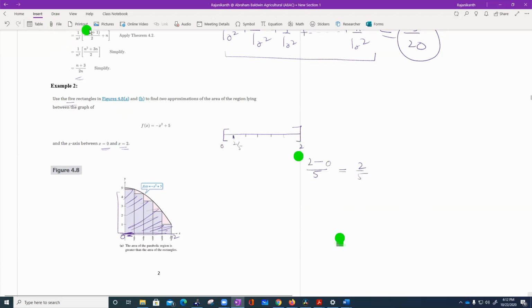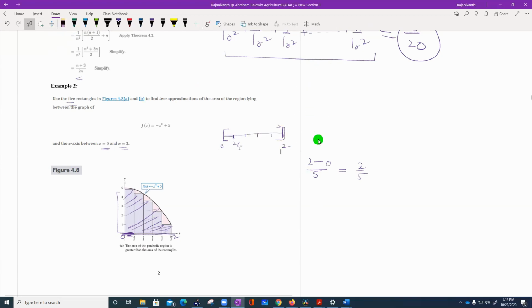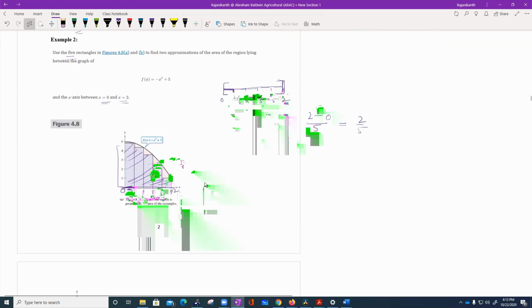So let me draw them equal, right? Each interval length is now 2 over 5. So this is 2 over 5, this should be 4 over 5, this is 6 over 5, this is 8 over 5, and this should be 10 over 5, which is 2, right? So like that, we have divided into 5 subintervals, right? Okay, so you know now the length of the rectangle.